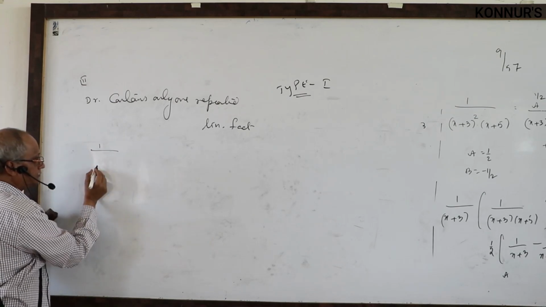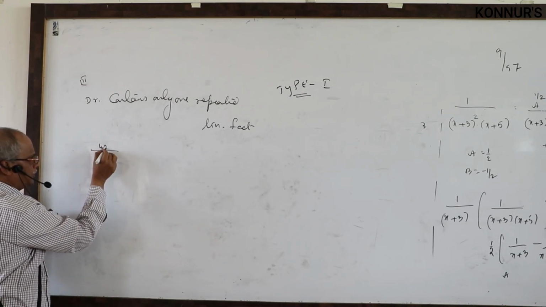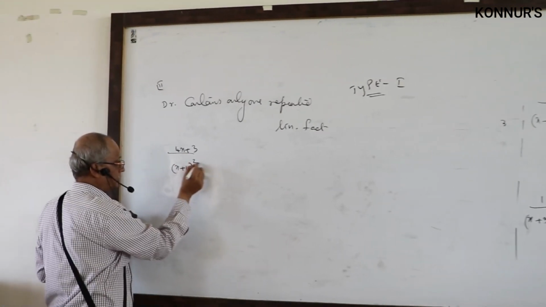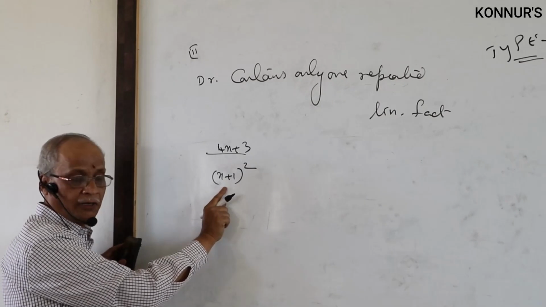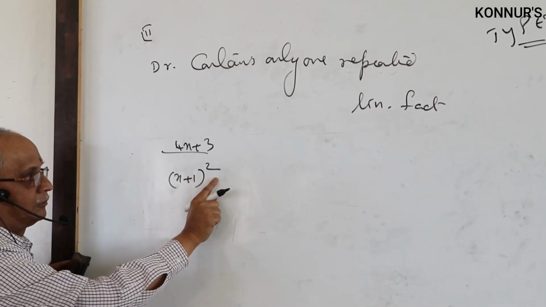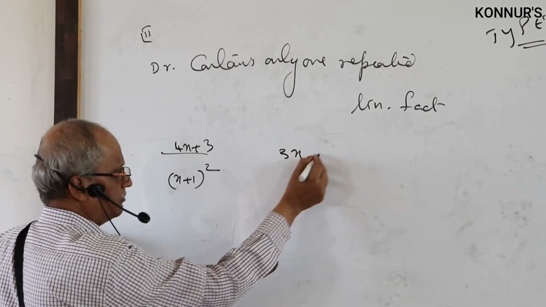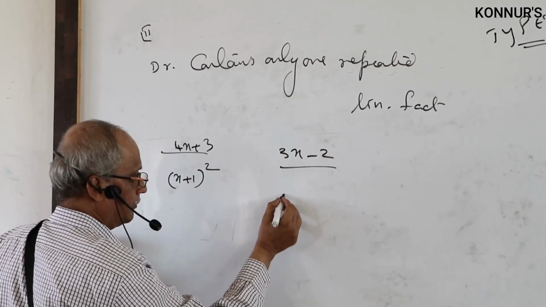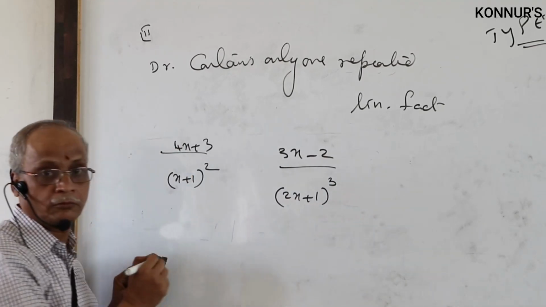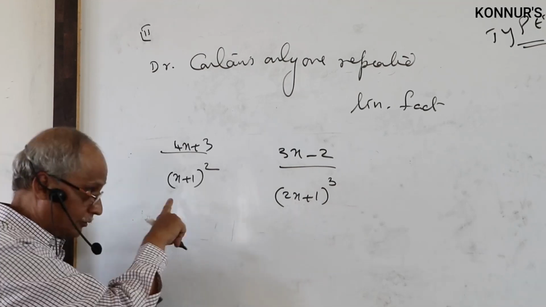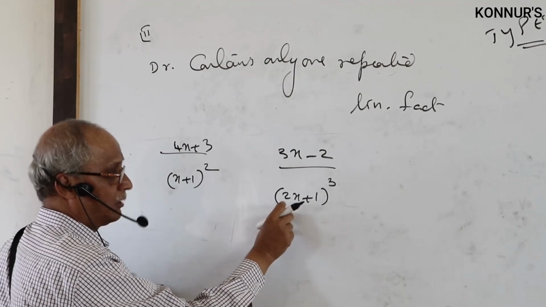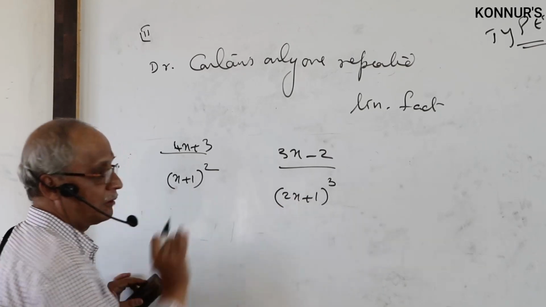What is that? 1 by, okay, numerator 4x plus 3 by x plus 1 whole square. Only one repeated factor. Numerator can be anything. Suppose I write 3x minus 2 by 2x plus 1 whole cube. Repeated. This is possible. One problem you have in your exercise. That is why this model also I am giving. How to do this problem?